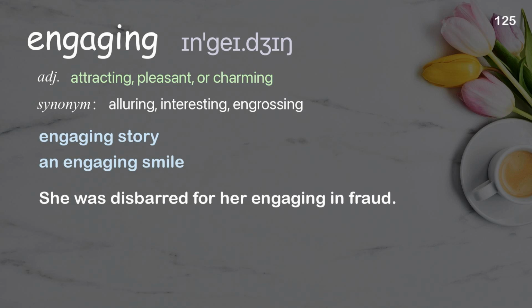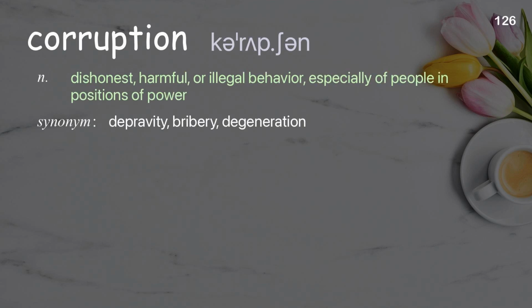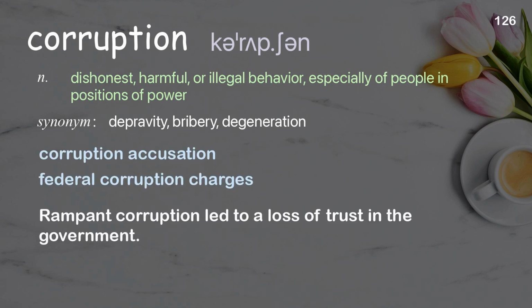Corruption. Dishonest, harmful, or illegal behavior, especially of people in positions of power. Examples: Corruption accusation. Federal corruption charges. Rampant corruption led to a loss of trust in the government.